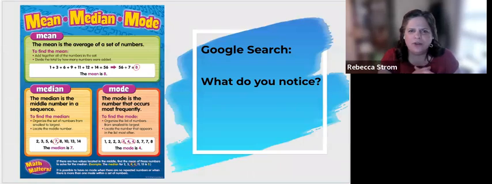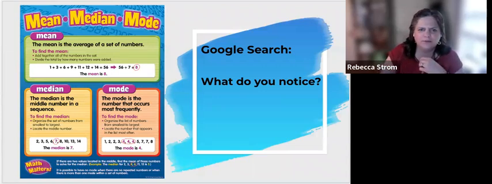So what do you notice? Go ahead and use the chat box. What do you notice about this graphic? What are some pros and cons about this graphic? So go ahead and chat in the chat box.